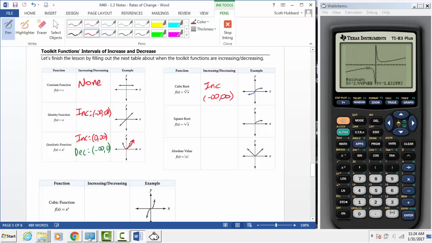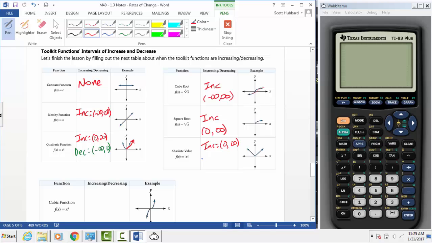This cube root function is increasing all the time. And I'm just telling by looking at the graph. It's pretty straightforward. If you just put your finger on the graph, is it going up or down? This one's always going up, so it's increasing forever. The square root function is always increasing as well, but it starts at 0. So we'll say from 0 to infinity.